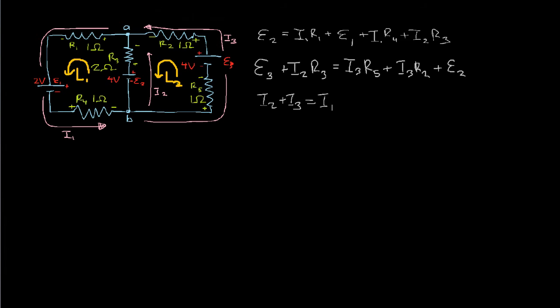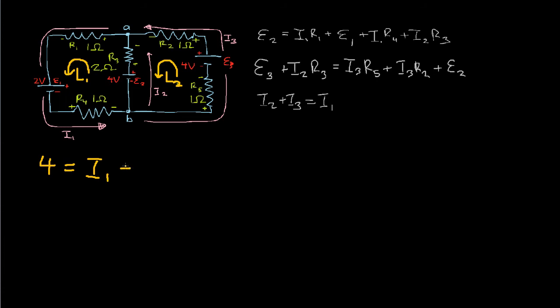Alright. So with our loop 1, we have E2, 4 equals I1R1. R1 is 1 ohm in resistance. So since it's 1, no coefficient. How convenient. Now we have E1 over here, 2 volts.